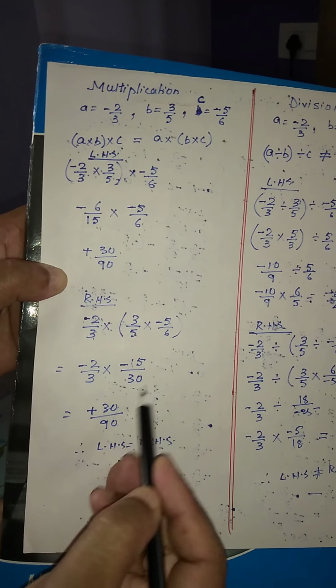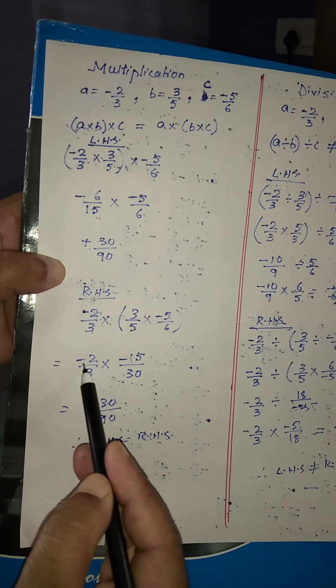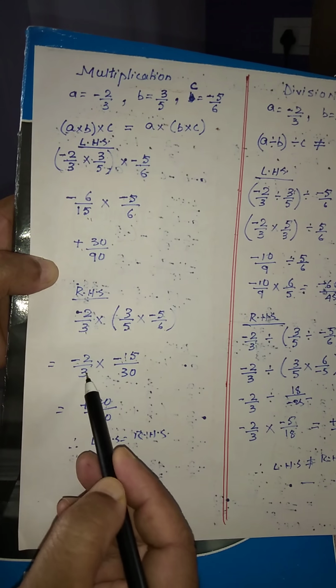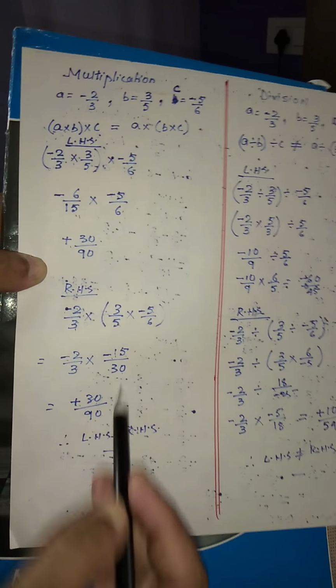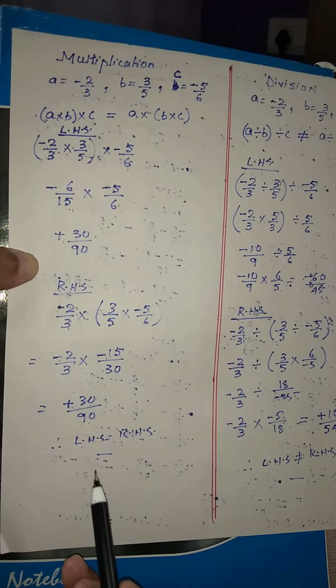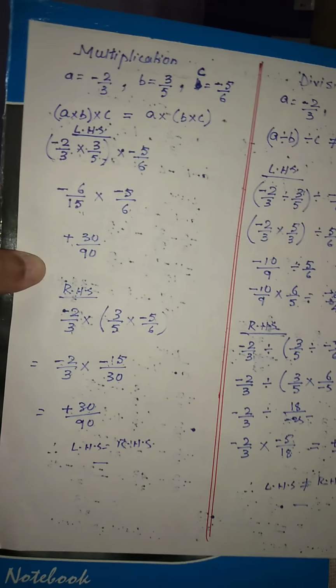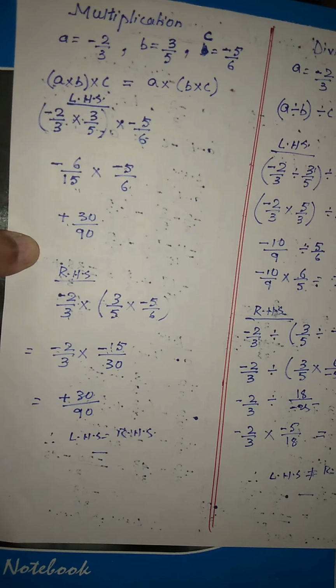30. Now I will multiply this fraction with this one. So minus into minus is what? Plus. 2 into 15 is what? 30. 3 into 30 is what? 90. So can we see the answers are matching? Obviously yes. So we'll write LHS is equal to RHS. So multiplication is associative for rational numbers.